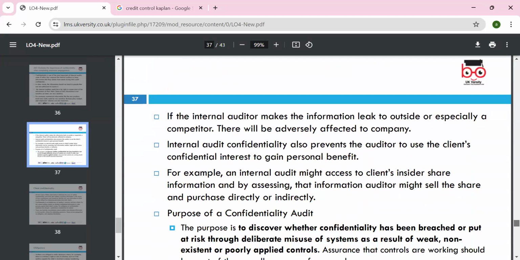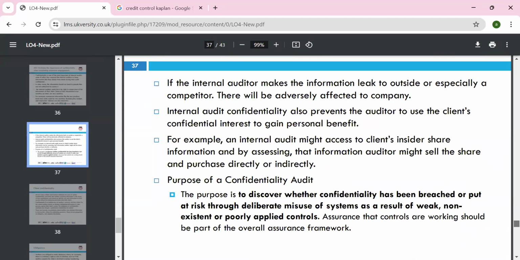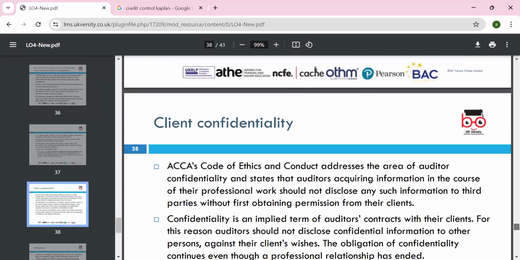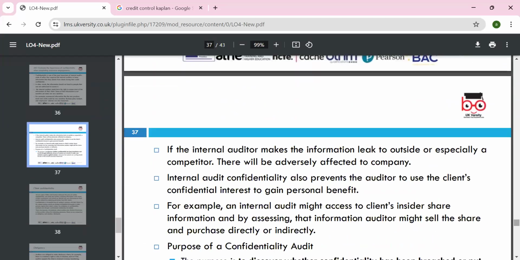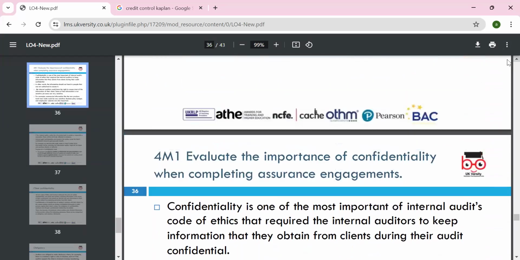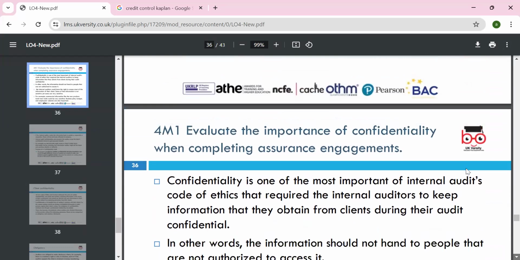Internal control, which we discussed, is very important. Even for documents, you want to keep a record of how long you need to keep them, not declare the information to a third party, keep it secure, and carry on updating. Deliberate misuse of the system can result from non-existent or poorly applied controls, so you need a clearly controlled system. Client confidentiality is very important. We can only declare the information when the client gives permission.